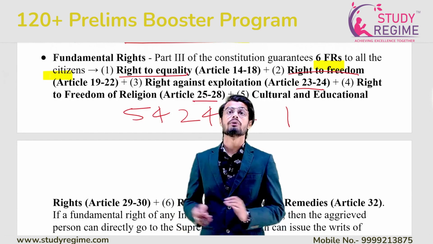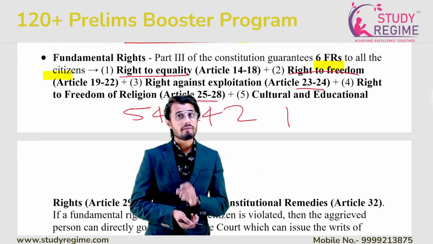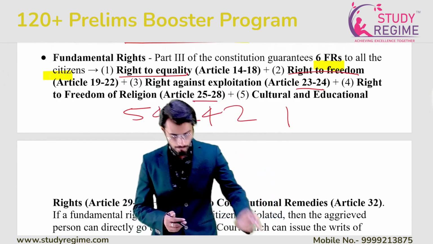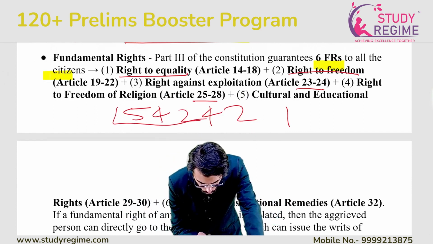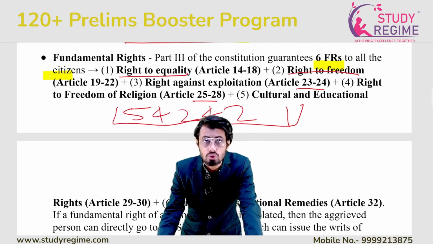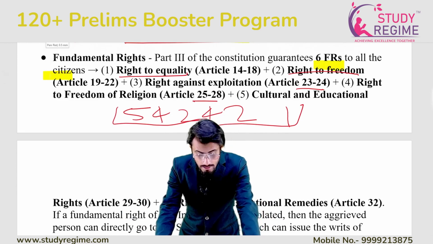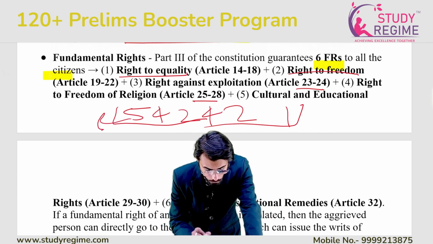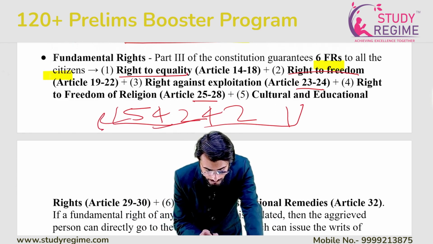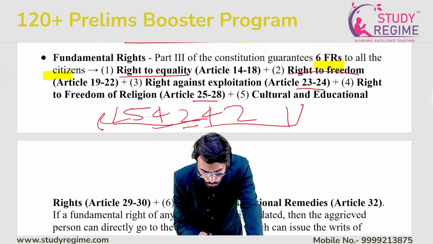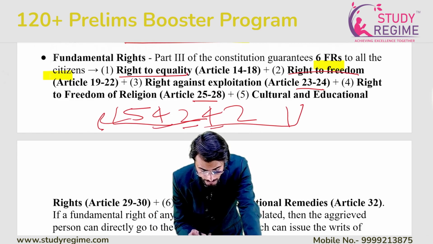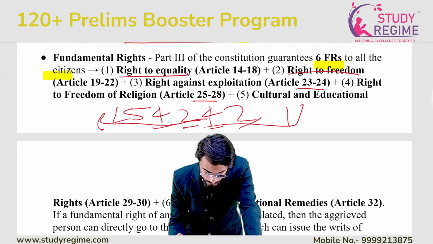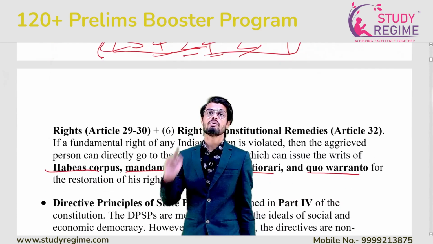How are we going to learn? We will be learning by a very simple trick, a number game: 5, 4, 2, 4, 2, 1. Right to equality in 5 articles, right to freedom in 4 articles, right against exploitation in 2 articles, right to freedom of religion in 4 articles, cultural and educational rights in 2 articles, and right to constitutional remedies in 1 article.